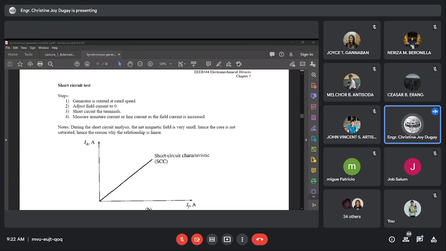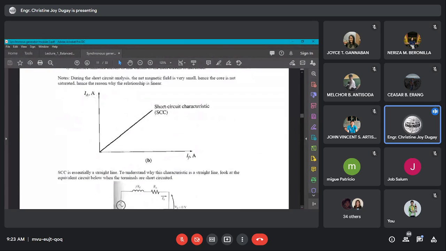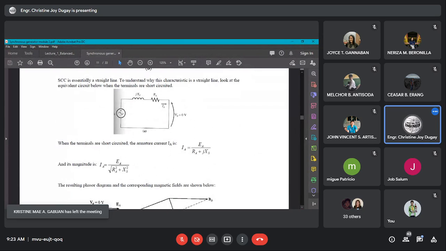So mapapansin po ninyo dyan, ang minimeasure po ninyo or yung kinukuha niyong value is the IA. And then the other one is the terminal voltage. Okay? So next, SCC is essentially a straight line. To understand why the characteristic is a straight line, look at the equivalent circuit when the terminals are shorted. So kung i-short mo yan, magiging 0 ang V-phase mo.